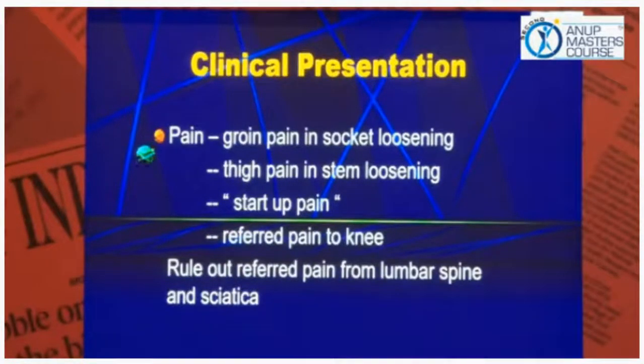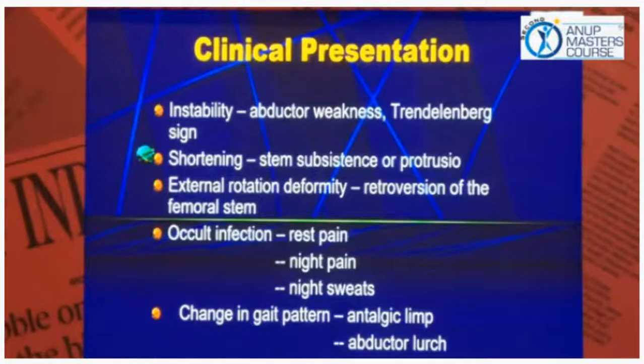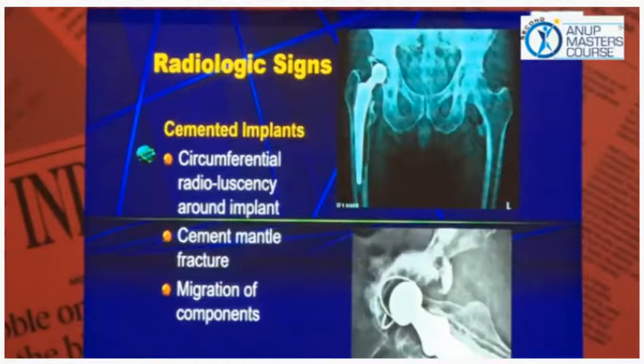Patients with aseptic loosening usually present with a startup pain, which may be in the groin or thigh, depending on whether it's acetabular or femoral loosening, and it can sometimes be referred to the knee. They may come with a Trendelenburg gait because of shortening and subsidence. Usually the stem goes into retroversion and can actually dislocate, and the patient can present with significant gait disturbance.